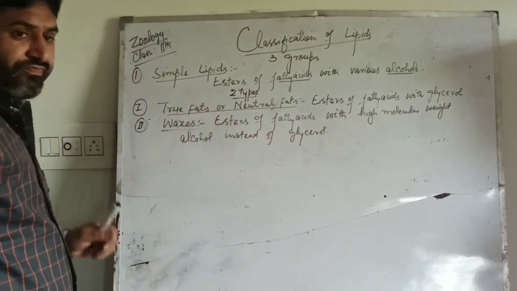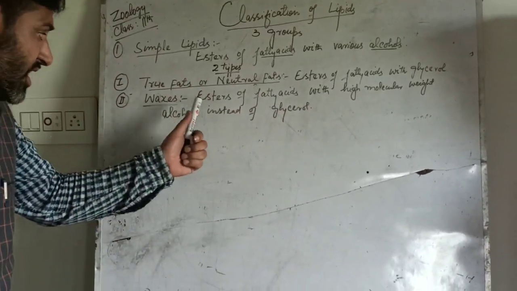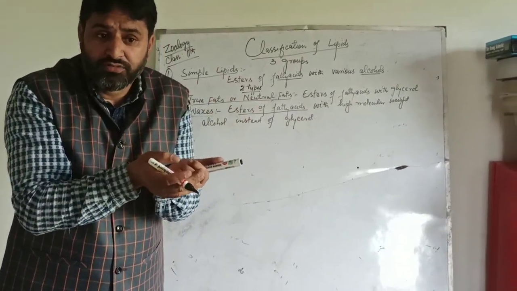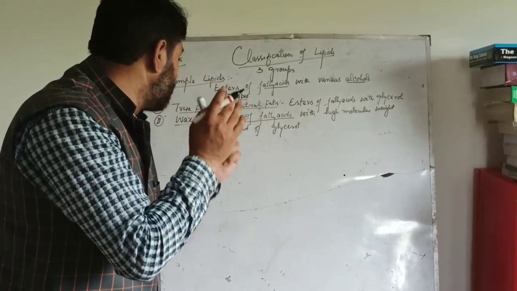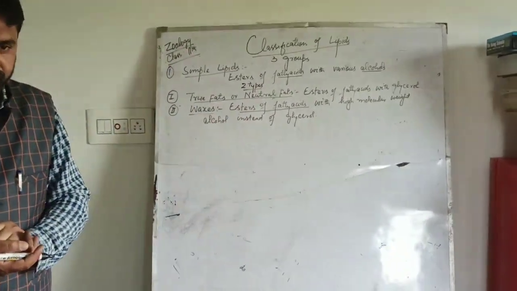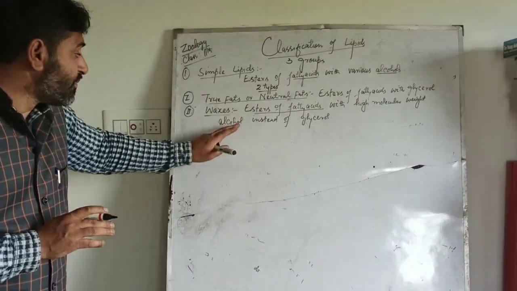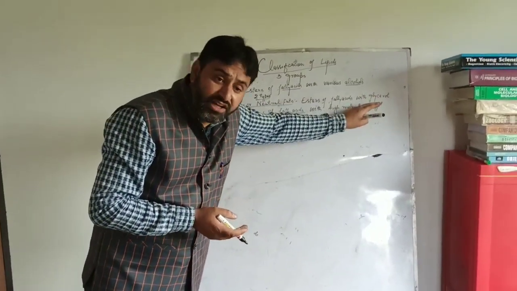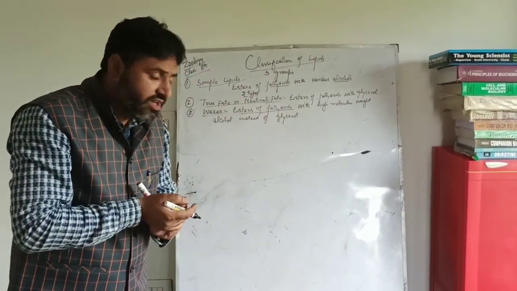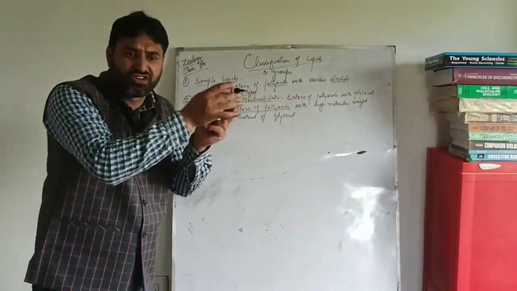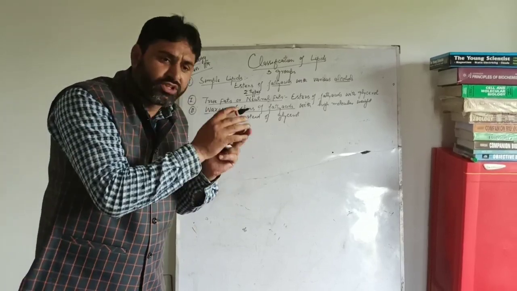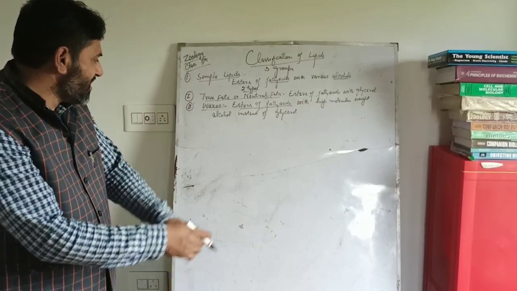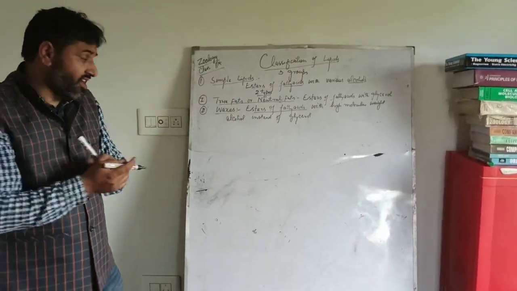Are you getting me? So what are waxes? These are also esters of fatty acids, but not with glycerol, but with high molecular weight alcohol. This is the main difference between neutral fats and waxes. So neutral fats contain esters of fatty acid with glycerol, low molecular weight. But on the other hand, waxes are also esters of fatty acids, but not with glycerol, with high molecular weight alcohol. These waxes are chemically inert.